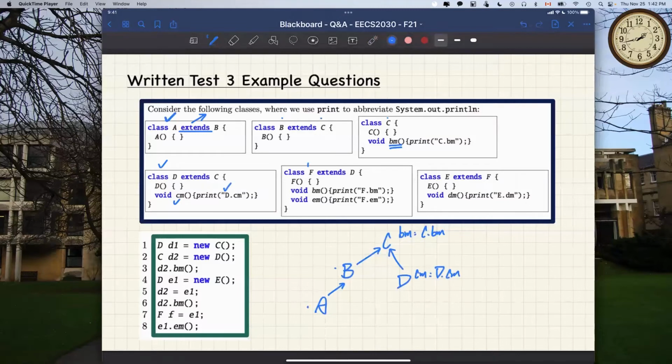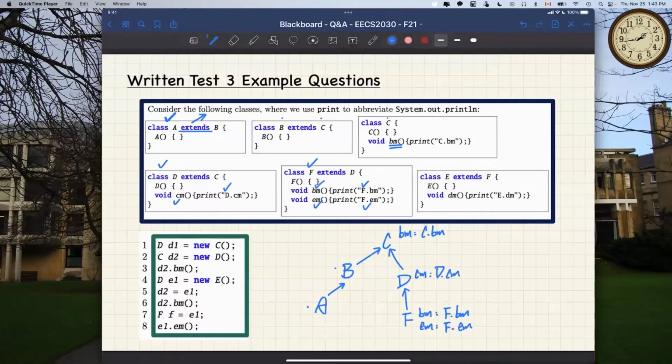All right, the next one we got F. F extends D. And over here, we actually got BM, which is overridden, right? We got BM over here. That one is going to print out F.bm. And also we got another method here, EM, which will print out F.em.